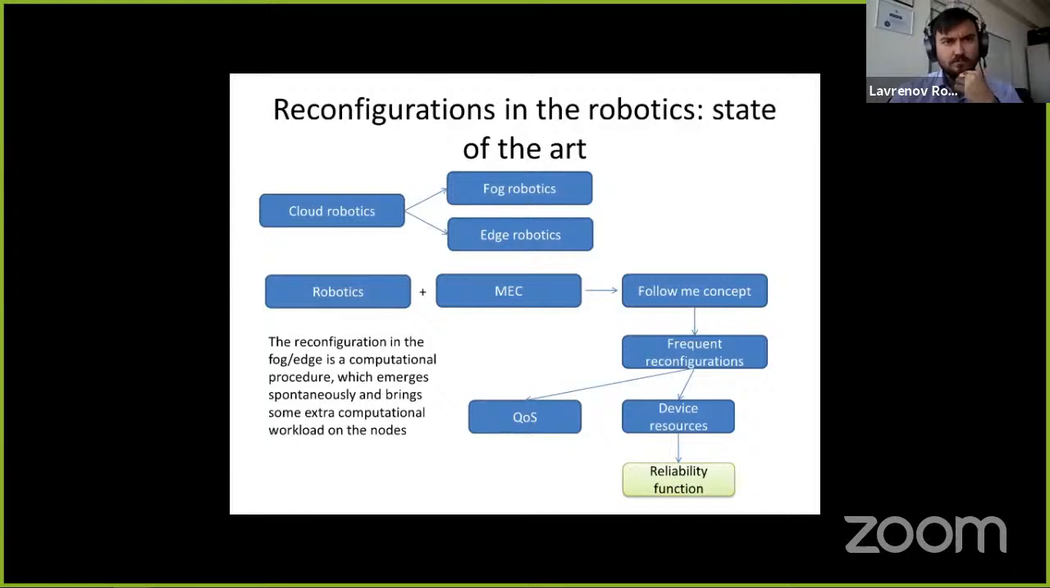The current paper considers the reconfiguration in the fog edge as a computational procedure which emerges spontaneously and brings some extra computational workload on the nodes. Besides, the time of reconfiguration is important in the focus of the quality of service for the robot application. Considering the reconfiguration task as a computational one, which has to choose the new nodes for process relocation, such a task includes the workload distribution task with the input data as some nodes which must be chosen in the fog.